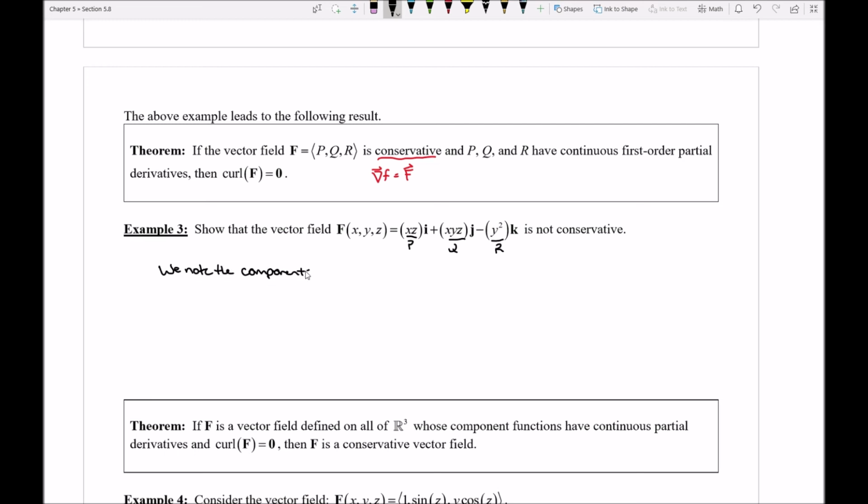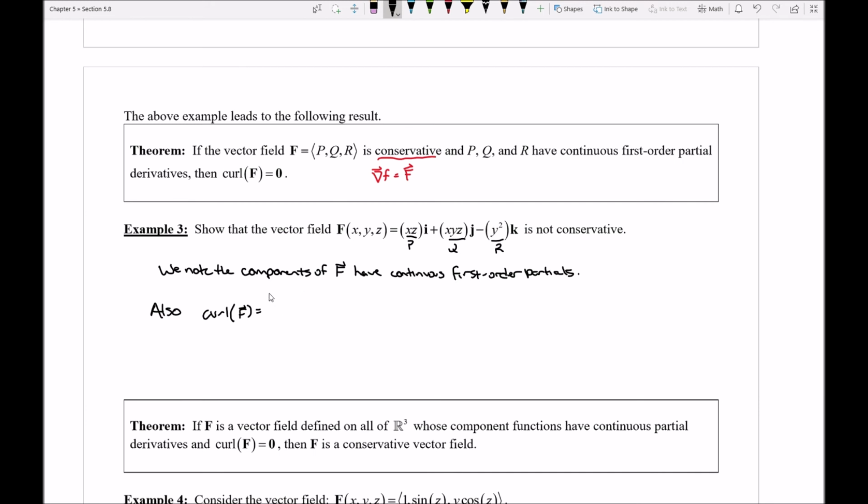Well, yeah, those are all polynomial pieces, so we can start by saying that we note the components of F have continuous first order partials. Those are good. Got continuous first order partials. Also, we can go ahead and attempt to compute the curl of F. All right, well, let's see what we come up with here.